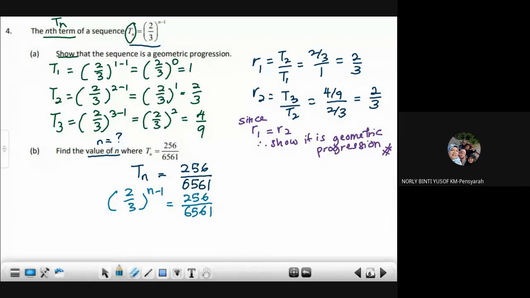Kat sinilah yang kita akan relate dengan what we learn in your index. So ada konsep index kan tadi masa kita tengok masa example 1 bila tunjuk. So dekat sini pun sama, concept of index.